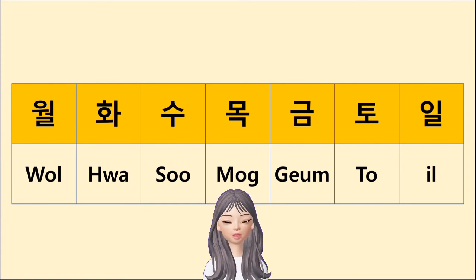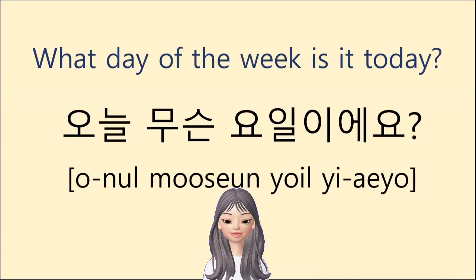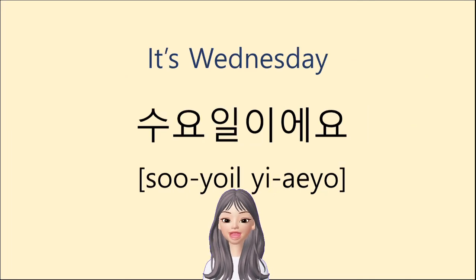Anyways, that's how we say days of the week. So, back to the example. What day of the week is it today? 오늘 무슨 요일이에요? It's Wednesday. 수요일이에요.